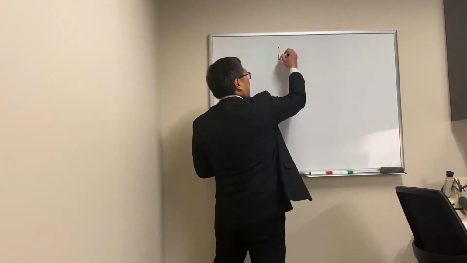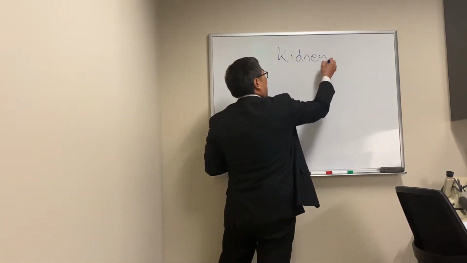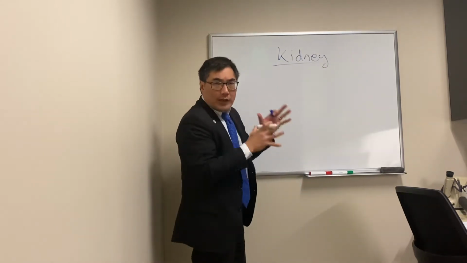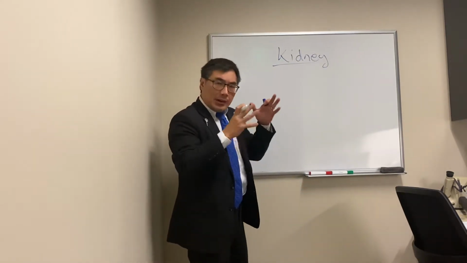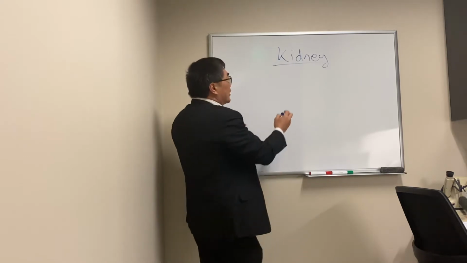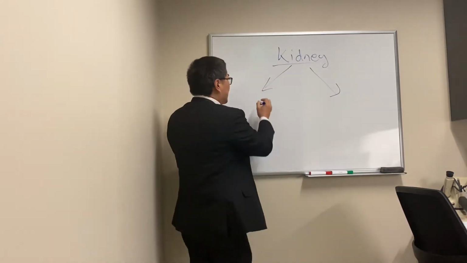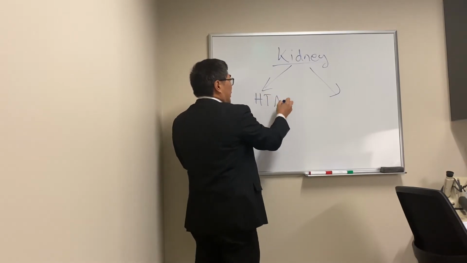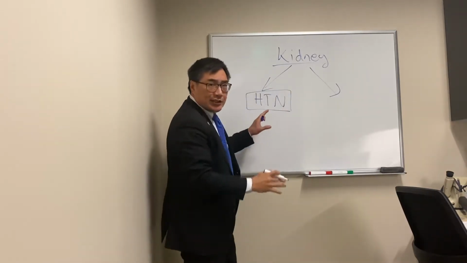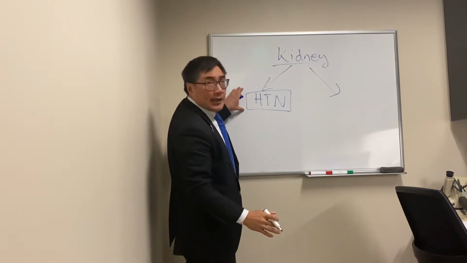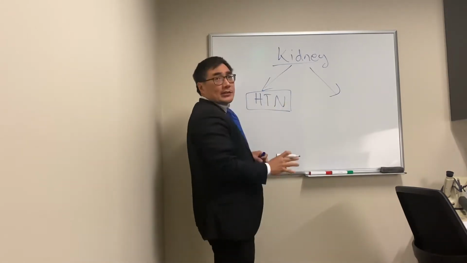So we're going to talk about the kidney today, and not everything about the kidney, just what a neuro-ophthalmology practice needs to know about the kidney. As you know, the kidney is not just involved with filtering toxins, it's also involved in the blood pressure, and that is the renin-angiotensin system, and it can lead to hypertension because of renovascular hypertension.